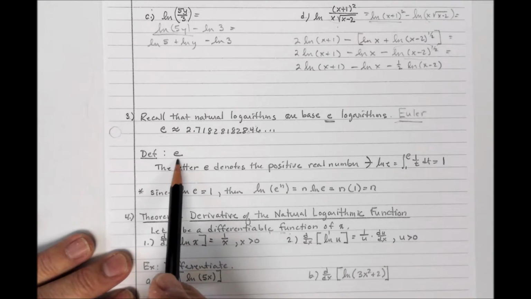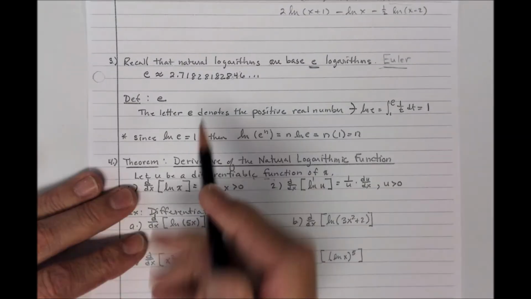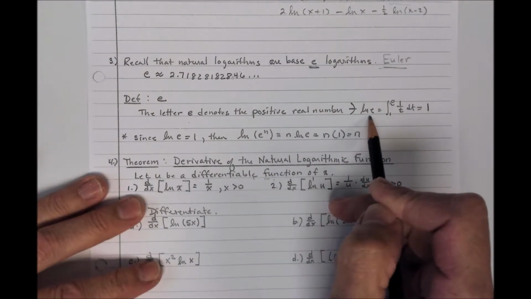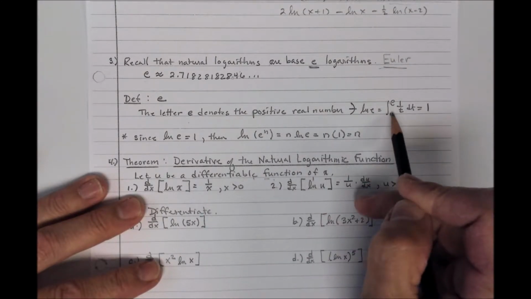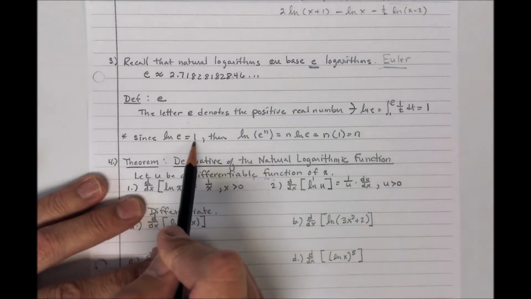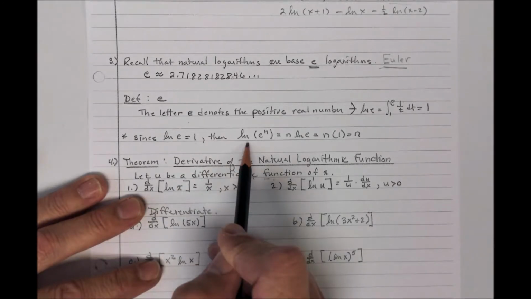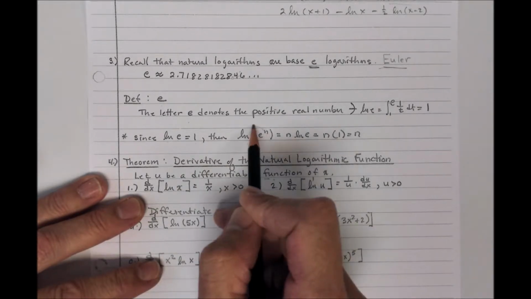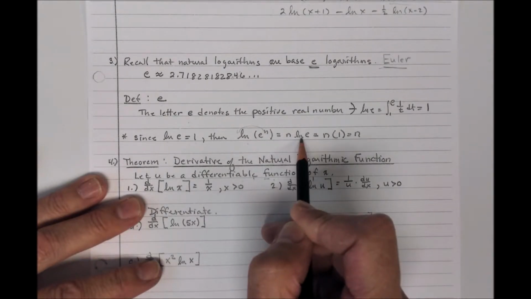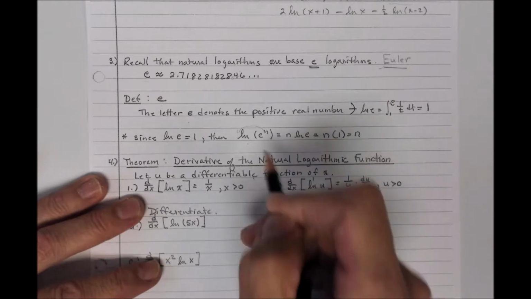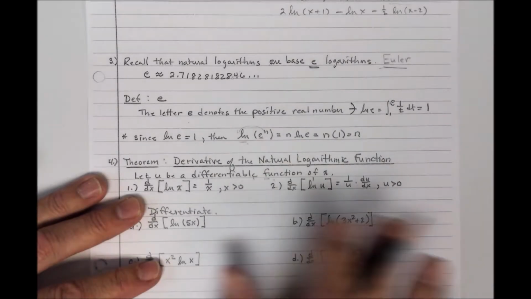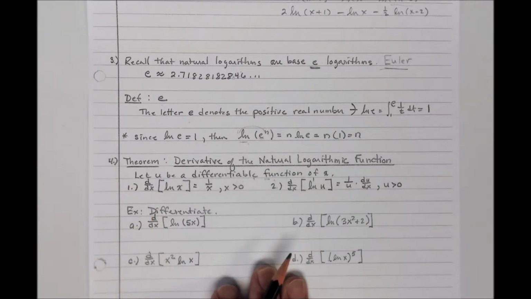So we're going to define e. The letter e denotes the positive real number such that the natural log of e, which would be the integral from 1 to e of 1 over t dt, is equal to 1. And since the natural log of e is equal to 1, that means we have base e. That means that if I bring the exponent out in front here, the natural log of e to the n is n times the natural log of e, which would be n times 1, which would be n. Notice the inverse, the canceling effect that's going on here. We're going to talk a little bit more about that later in this chapter.